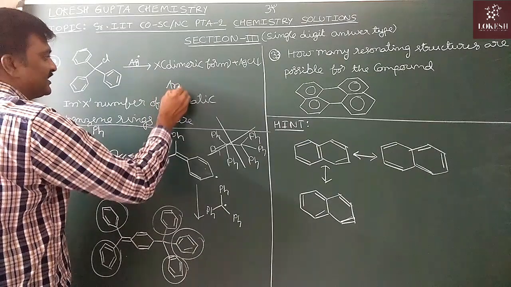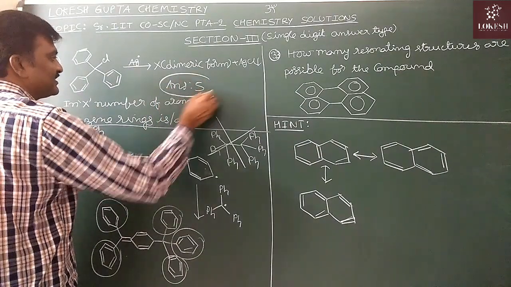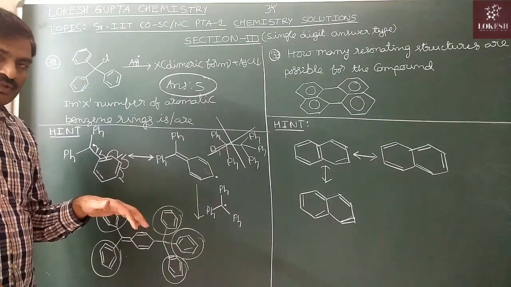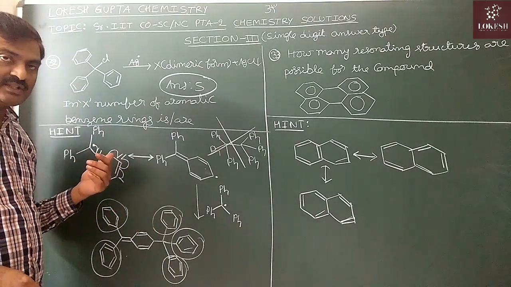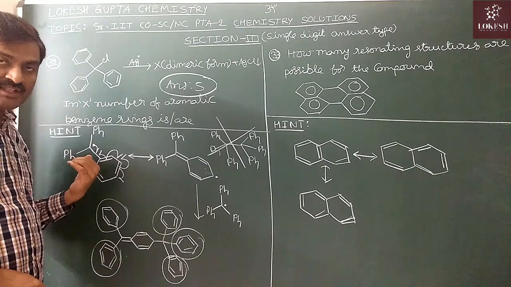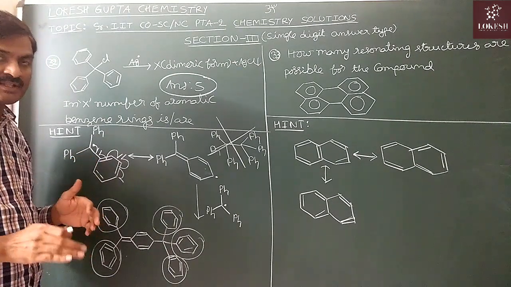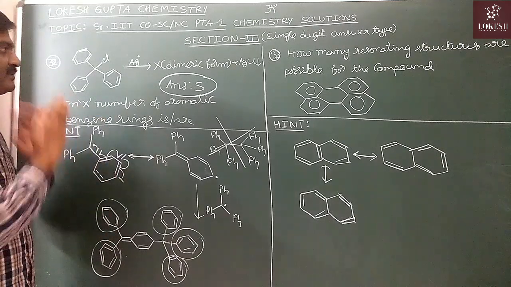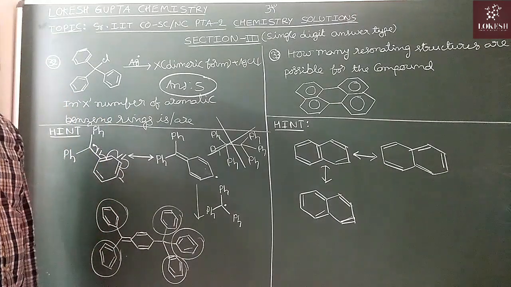So now what is the answer? 5. See, actually, from this experimental observation only, we came to the conclusion that this triphenyl methyl free radical has a non-planar structure, propeller shape. So the answer is 5, but not 6.